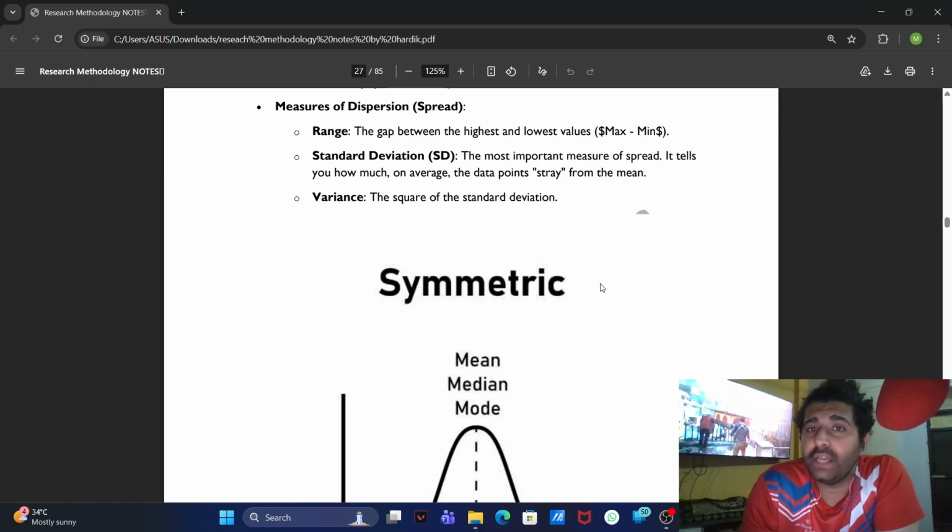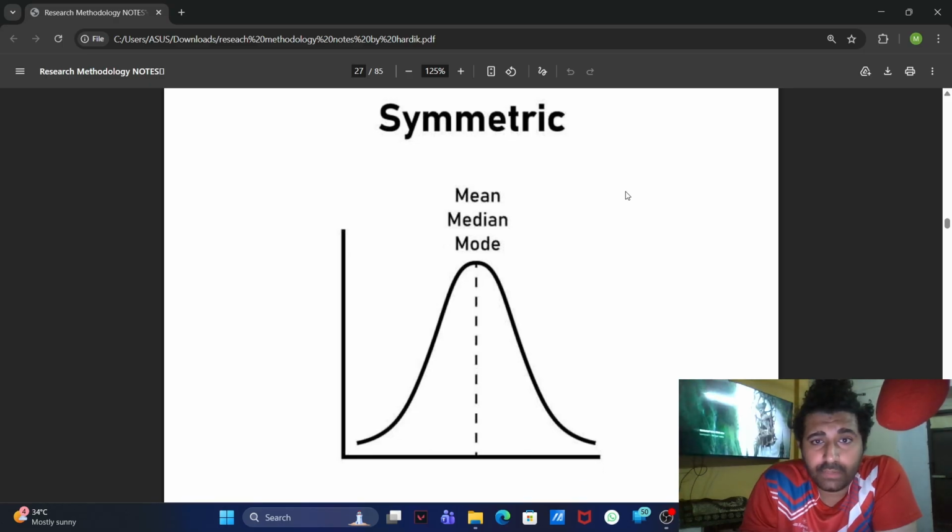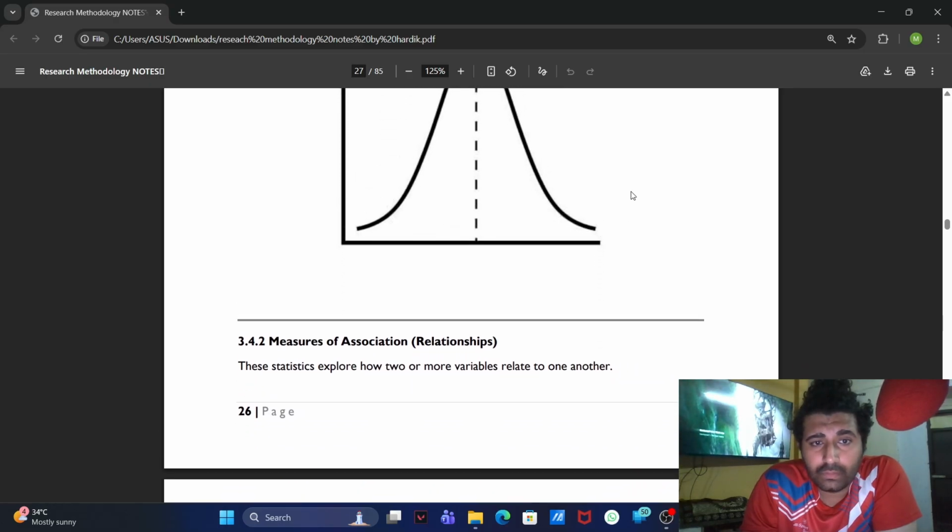Range, the gap between the highest and lowest value, maximum minus minimum. Standard deviation, also called the most important measure of spread, tells you how much, on average, the data points stray from the mean. Variance, the square of the standard deviation. And here's the diagram for better representation. Symmetric: mean, median, mode.